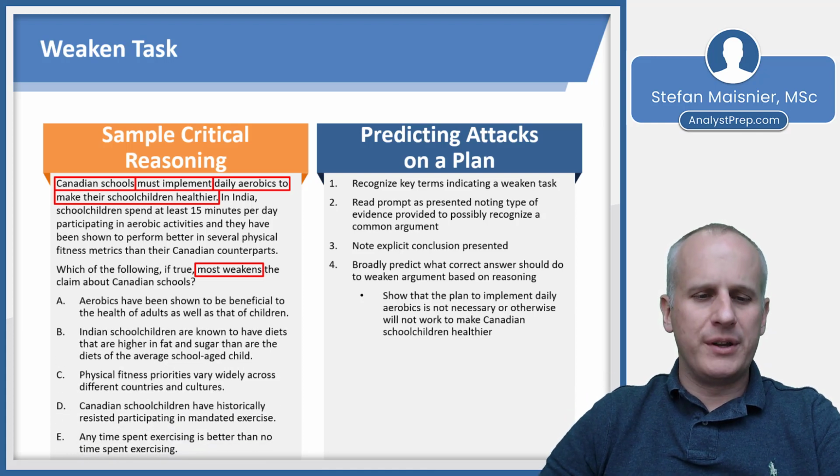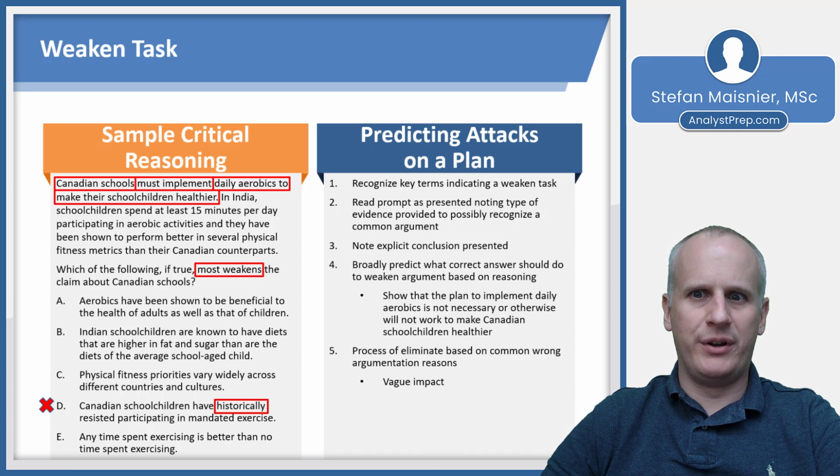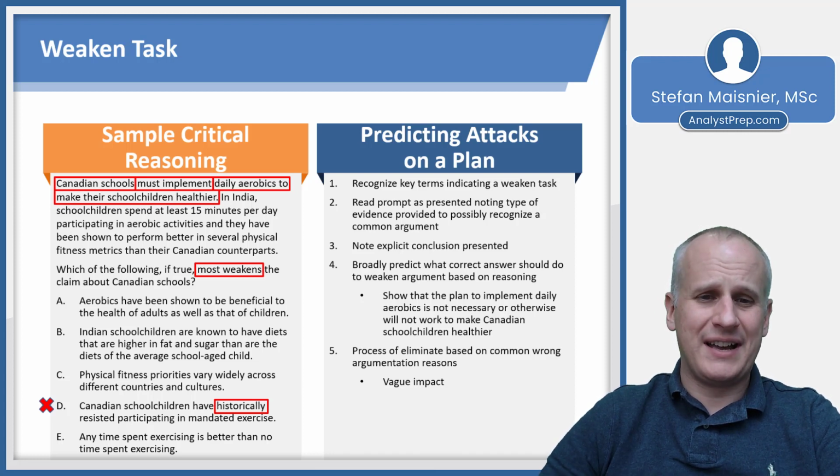So we introduce our answer choices, of course, and move to elimination based on our common wrong argument reasons, including vague impacts. And we see choice D, Canadian school children have historically resisted participating in mandated exercise. Wonderful. Historically, like how far back in history, I have no idea. And I don't know if they are going to continue to resist. There's a lot of different reasons to eliminate choice D.